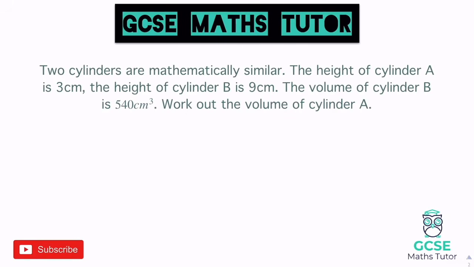Okay, so in this question it says two cylinders are mathematically similar. The height of cylinder A is 3 and the height of cylinder B is 9. The volume of cylinder B is 540 centimetres cubed. Work out the volume of cylinder A.